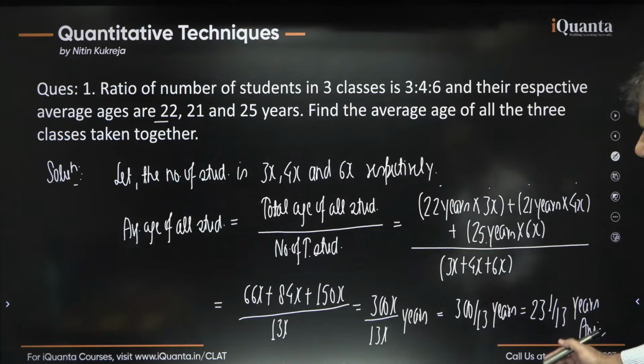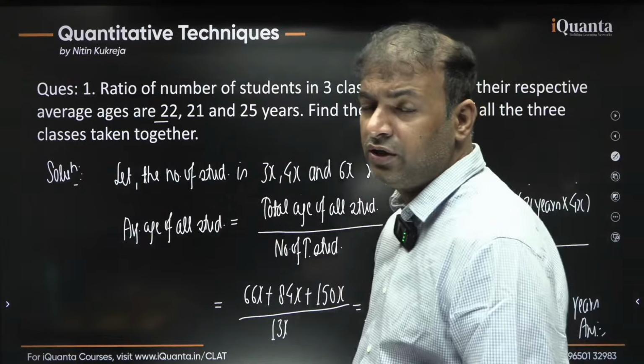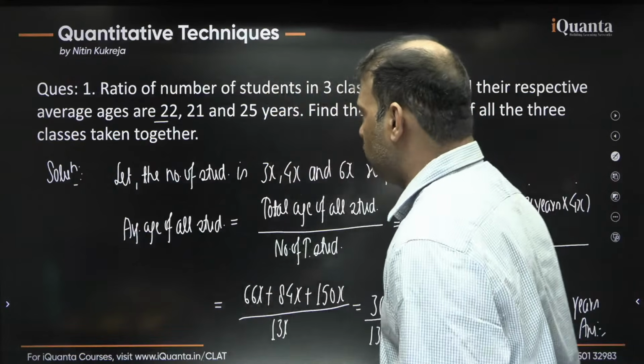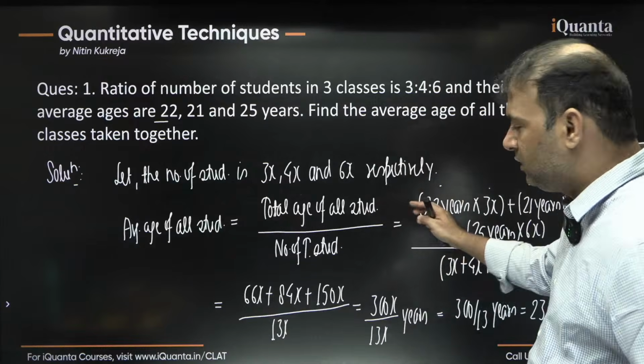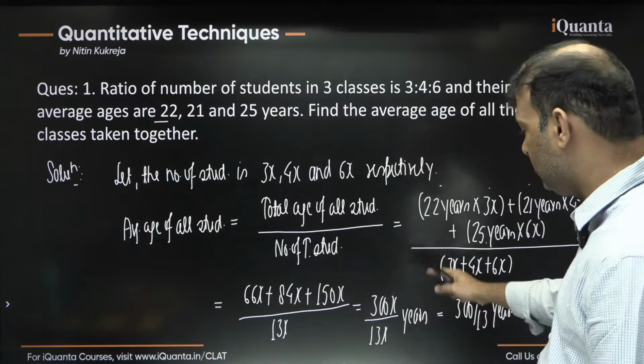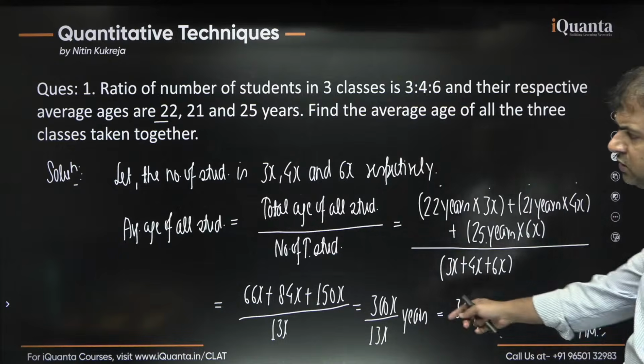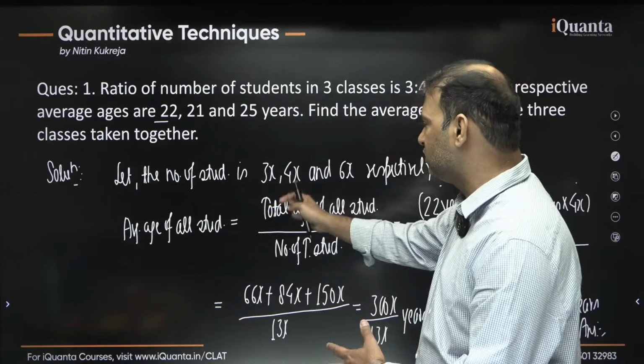Simple guys. So this is how we can solve this. Not very difficult, right? I'm sure you have understood. Yes, we can do one more thing. Since you see guys that x is getting cancelled in the end, we can also assume the number of students only as 3, 4 and 6.